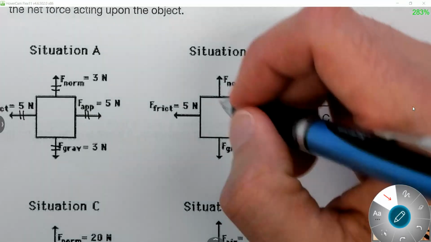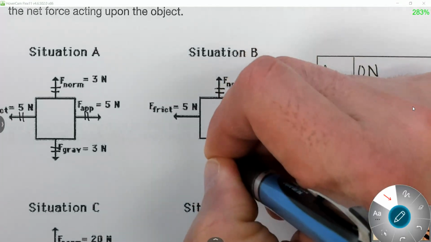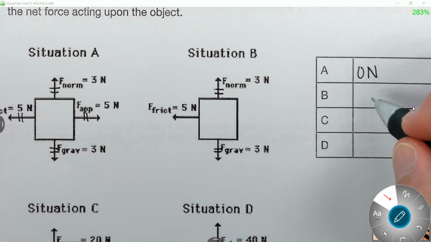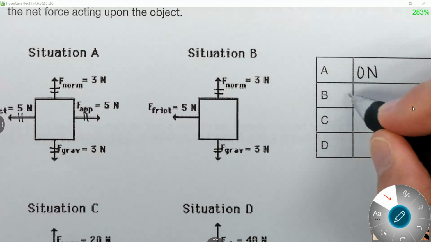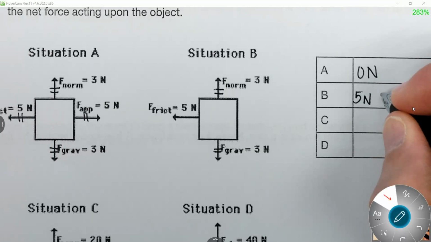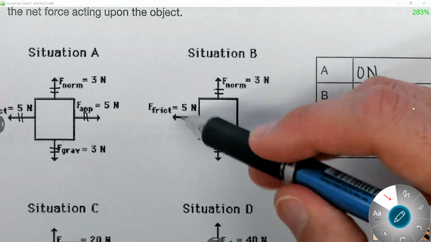Situation B, top and bottom are both the same value, same magnitude, so they balance. And so what would the net force be? 5, good. In what direction? 5 newtons to the left, yes.